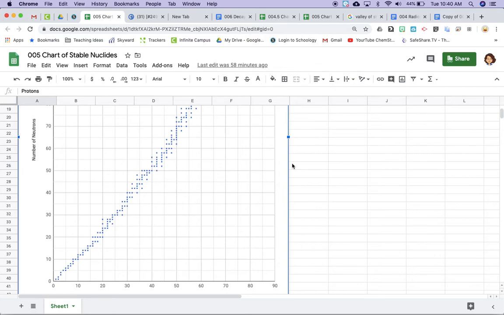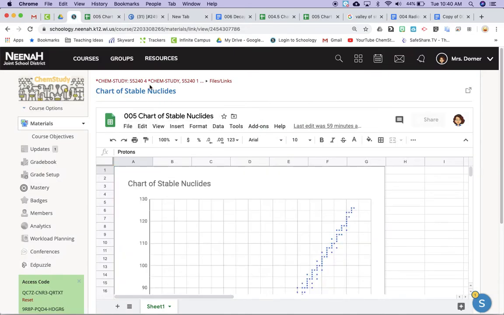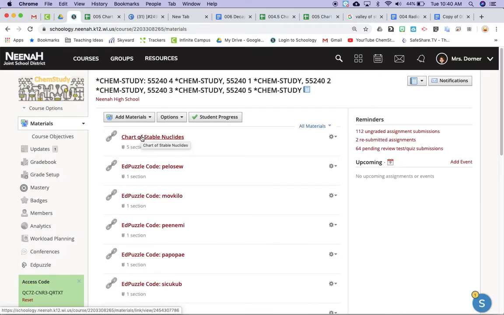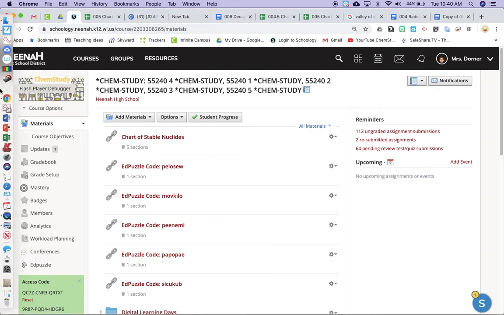For the most part, when I want to work with the chart of stable nuclides, I use the digital version just because I have the ability to locate every point very, very precisely. So that's the first link on our Schoology page, and that link will stay there as the lead link on the Schoology page until we're done with our nuclear science unit.